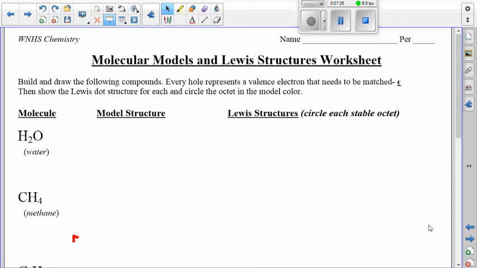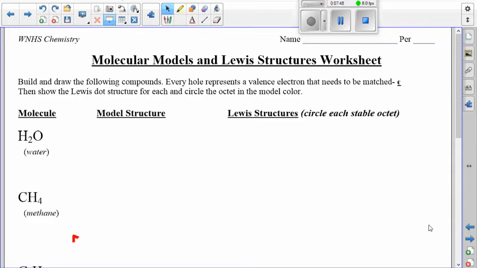So we've been tasked to build H2O. Here's what you can do. You can go ahead and just go straight for the model and build an H2O. Other people find it easier to draw the Lewis dot structure first and then go make the model. Totally a preference thing. Personally, I like drawing the Lewis dot structure first. And I'll show you why.